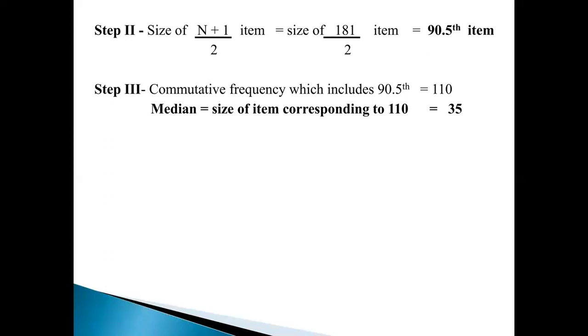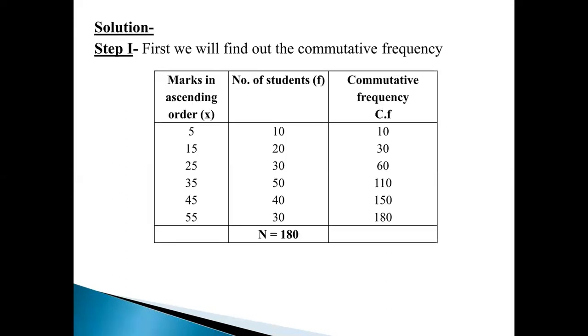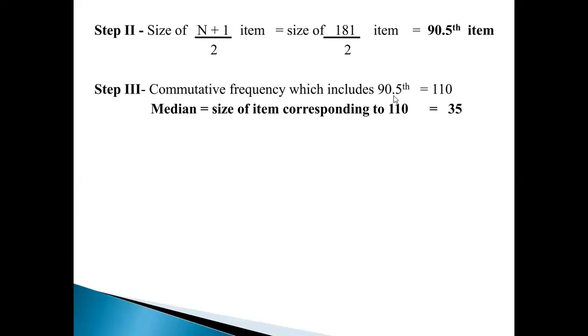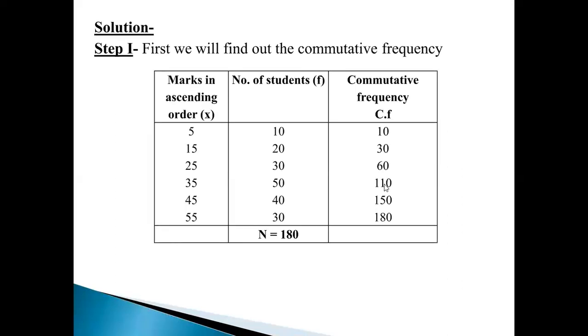So how do we locate this particular number? You have to locate it in the cumulative frequency. The number we are getting is 90.5. So 90.5 comes under the cumulative frequency 110. From 61 onwards, 61, 62, 63 till 110, you will get it in this particular number 110. The corresponding X is 35. Therefore the median is 35. This is how you have to locate.